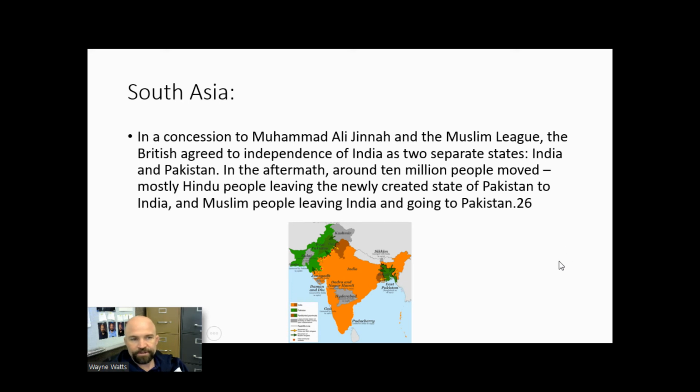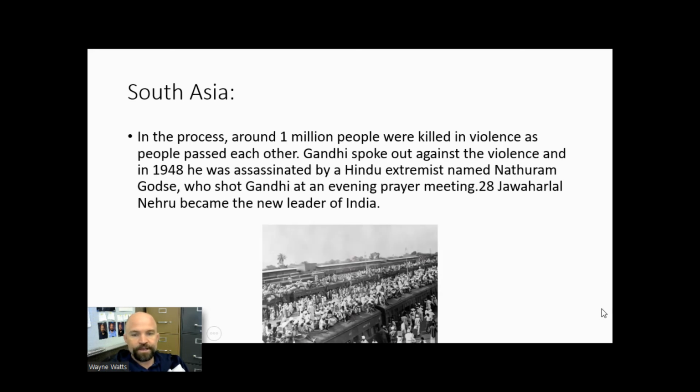In the aftermath, around 10 million people moved, mostly Hindu people leaving the newly created state of Pakistan, moving to India, and Muslim people leaving India and going to Pakistan. In the process, about 1 million people were killed in the violence as people passed each other. Gandhi spoke out against the violence, and in 1948, he was assassinated by a Hindu extremist named Nathuram Godse, who shot Gandhi at an evening prayer meeting. Jawaharlal Nehru became the new leader of India.